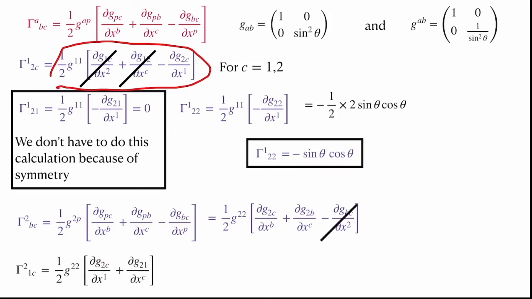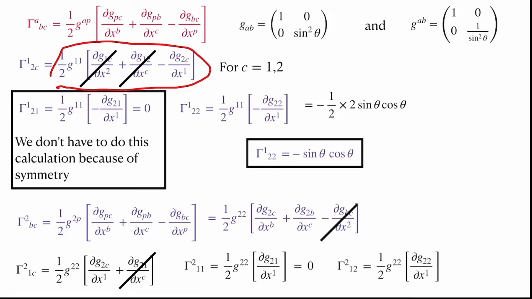So we end up with a little simpler equation. We have gamma 21C is equal to half G22, differentiation of G2C with respect to x1 and differentiation of G21 with respect to xC. Again, this would be 0 because there is no off-diagonal element, so we end up with gamma 211 equal to 0, because it is a differentiation of 0 with respect to theta. So there is nothing left there.